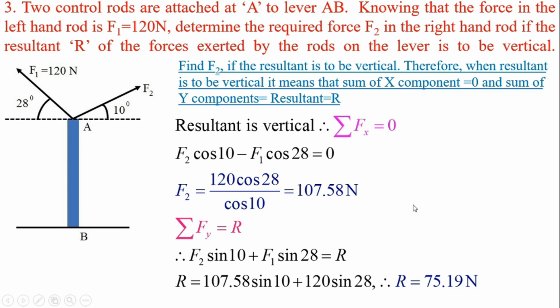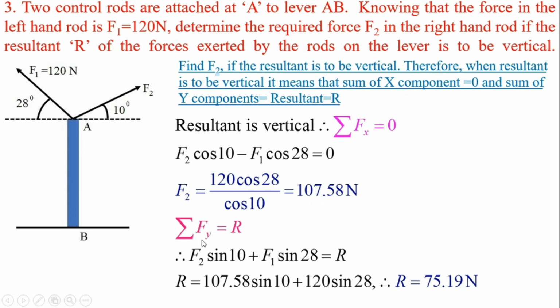In this way F2 can be obtained using the given condition that R is to be vertical. If you refer to our previous lecture, we solved this problem using the law of parallelogram of forces, but this method is comparatively very easy. So, summation Fx is equal to 0 gives us F2 as 107.58 Newton.